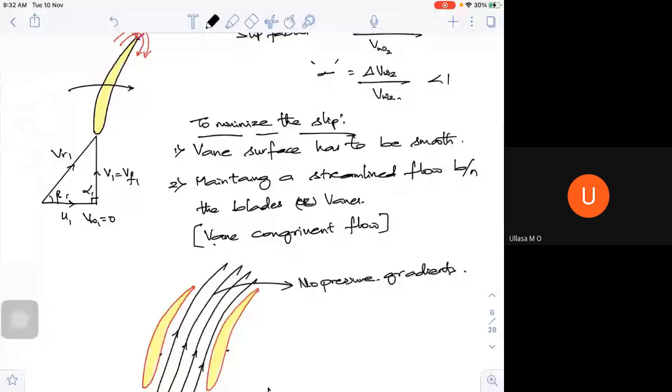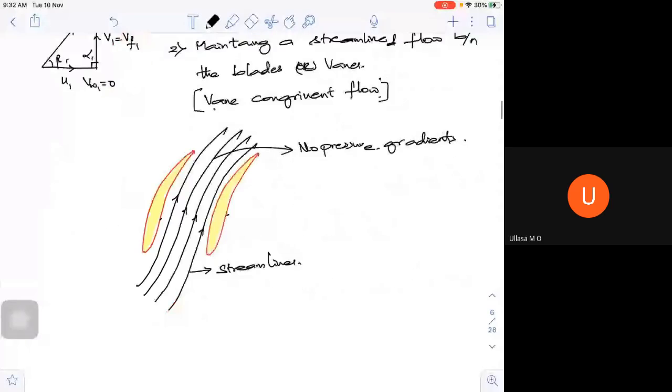What will happen? This will bring down your head developed. If the slip is more, then the head developed by the pump will go down. If the slip factor is very, very small, then the head developed by the pump also will increase. Okay, this is about your slip factor.